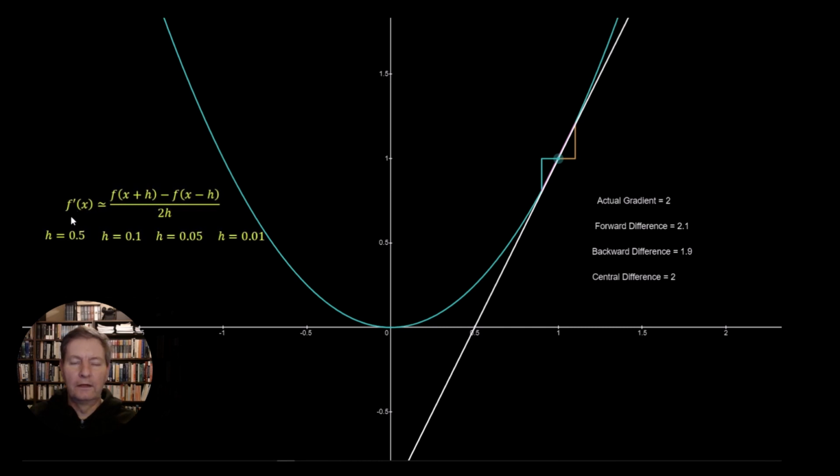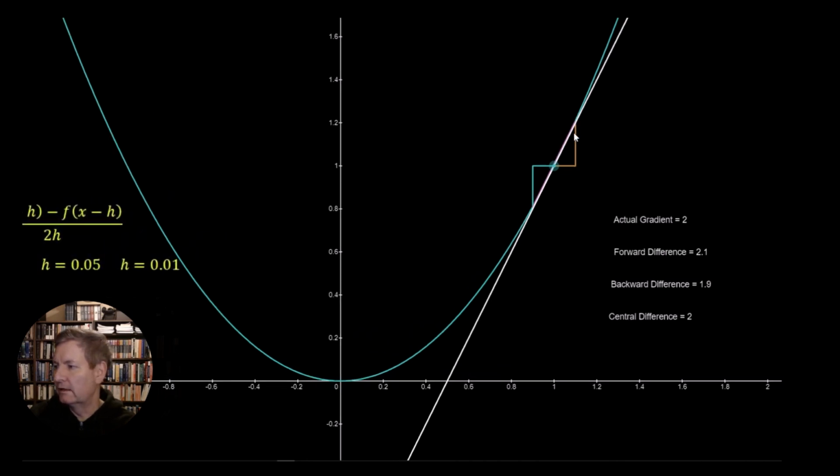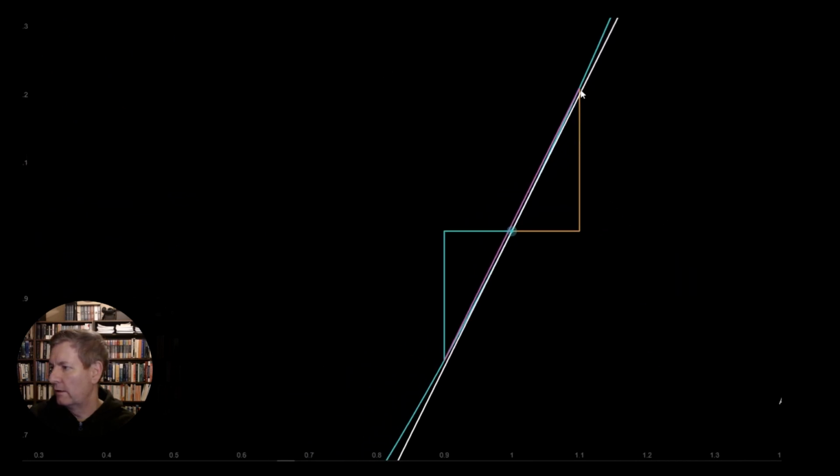So in order to find the derivative at a point x, we use f of x plus h, which is the forward difference, and then we take away f of x minus h, which is the backwards difference. So in effect, we're looking at the height from this point in the pink line to this point in the pink line. So we're looking at the gradient of this pink line.